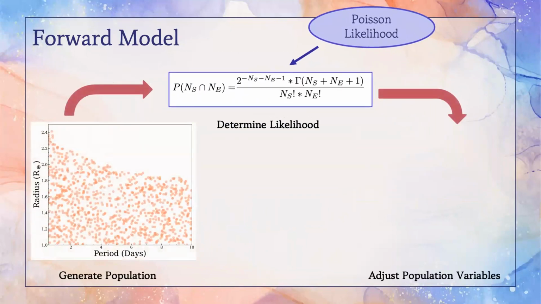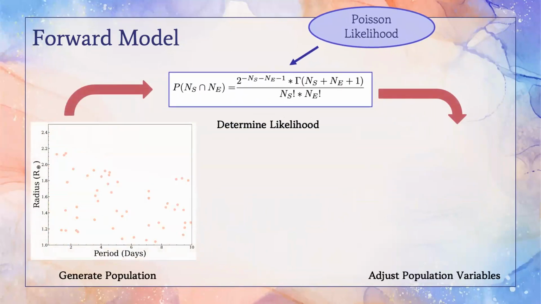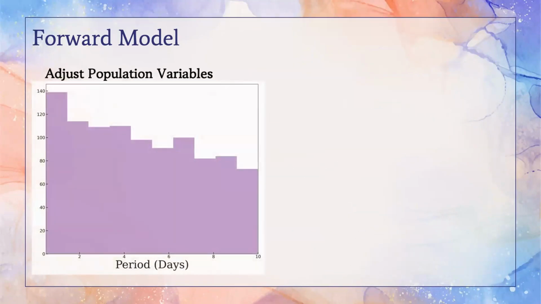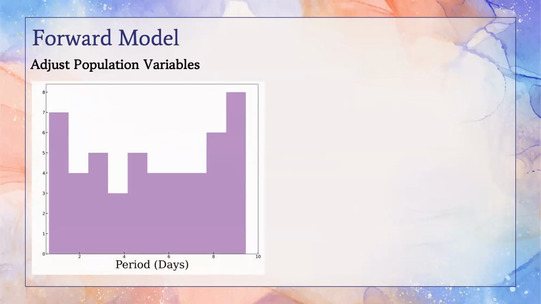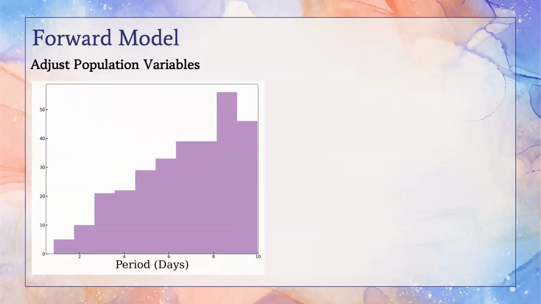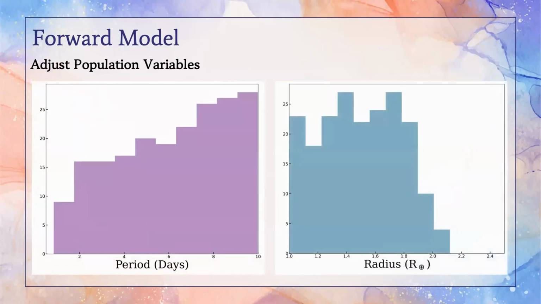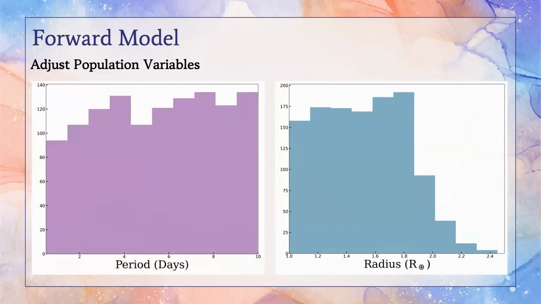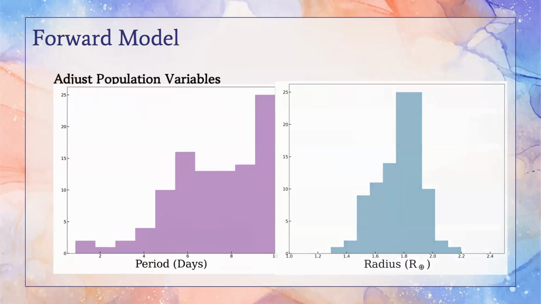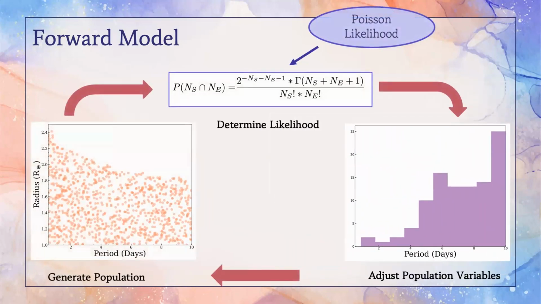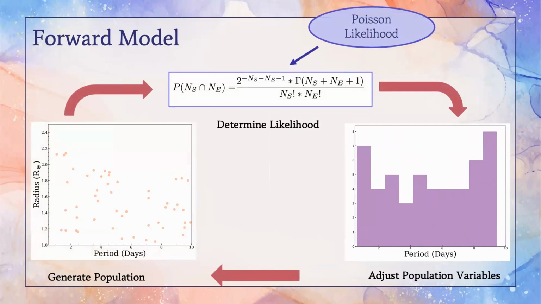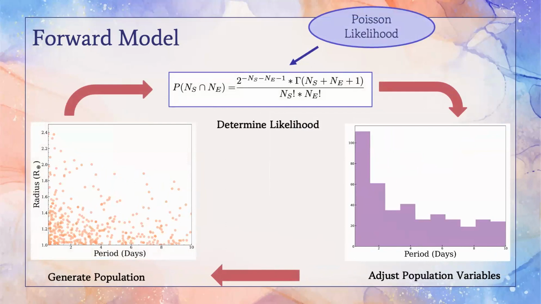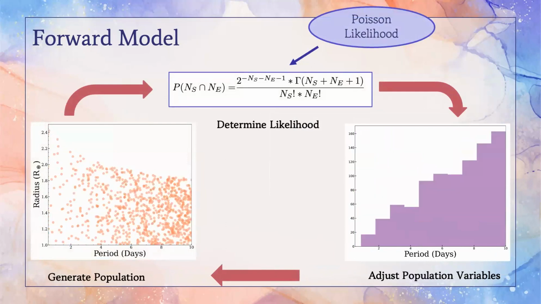And then once we have that, we basically adjust the population variables. Since it's an MCMC, you basically walk around. And so adjusting the population variables can look like changing the period to something that looks a bit more like this or like that, and maybe changing the radius as well as the orbit orientations and things like that. So basically, we adjust these variables, and then another population of planets is generated. So this loop continues until we have constrained the planet occurrence rates.